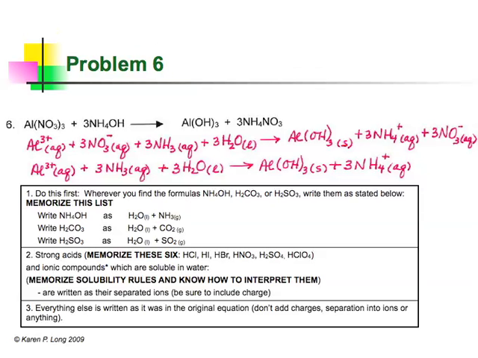Notice again we have 3 ammonias, so we're going to have 3 ammonium hydroxides, so we're going to have 3 ammonias and 3 water molecules. We have 3 ammonium nitrates on the right, so we have 3 ammoniums and 3 nitrates. We look for things to cancel. The nitrates cancel. Nothing else cancels. So our net ionic is as shown.